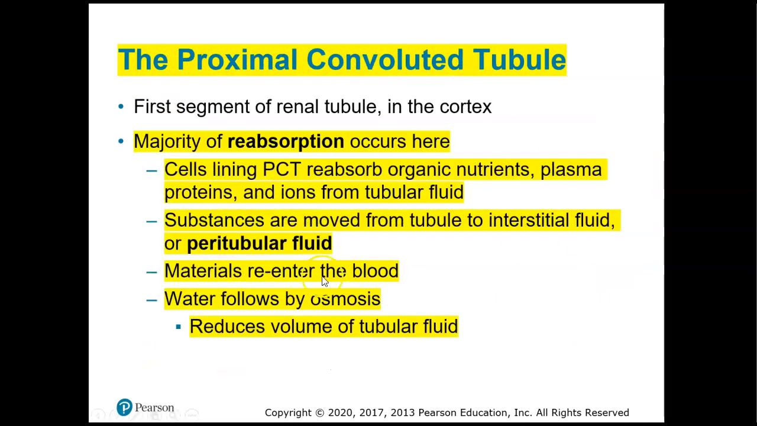So now we're getting to the PCT, where we have to recollect or reabsorb the important stuff that our body needs. The majority of reabsorption occurs in the PCT. The cells lining the PCT reabsorb organic nutrients. Now, what are organic nutrients? That's going to be glucose, amino acids, possibly fatty acids, but definitely glucose and amino acids from carbohydrates and proteins that we get in our diet. Those are reabsorbed because we need those. Our body needs those.